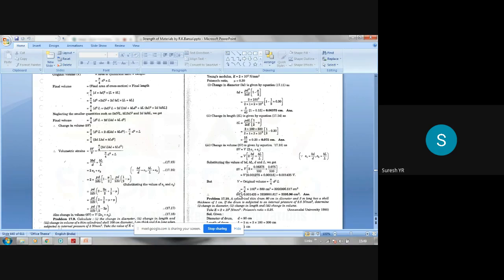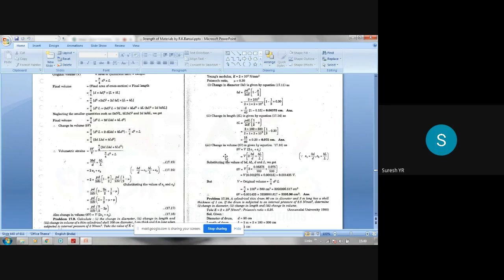You are going to get delta V in millimeter cube, the change in volume in millimeter cube. Maybe that value will be this multiplied by 10 power 3, because 1 centimeter cube is 10 power 3 millimeter cube. So you will be getting the answer into 10 power 3 millimeter cube. You can just try that. So this is the easy way of finding delta V.